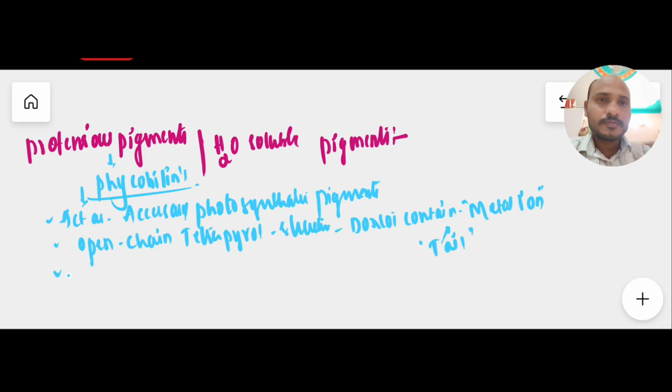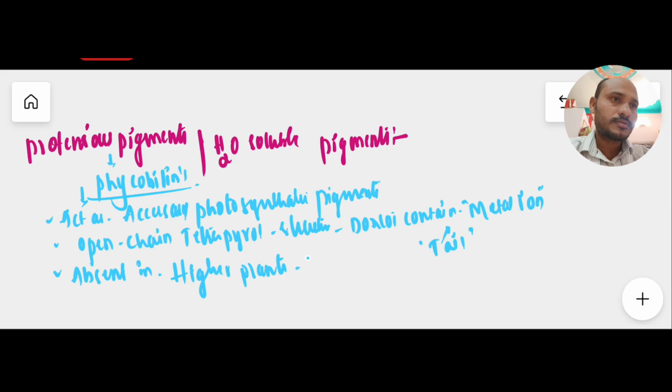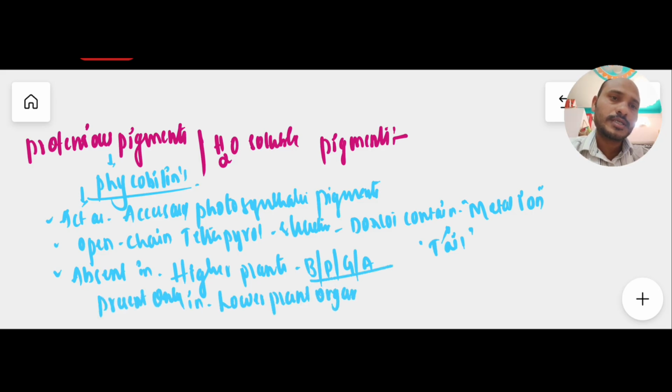And an important thing here, these phycobilins are generally absent in higher plants. Very important. Higher plants include bryophytes, pteridophytes, gymnosperms, and angiosperms. They are present only in lower plant organisms. Here lower plant organisms are generally algae. In algae also we have seen various different algae.